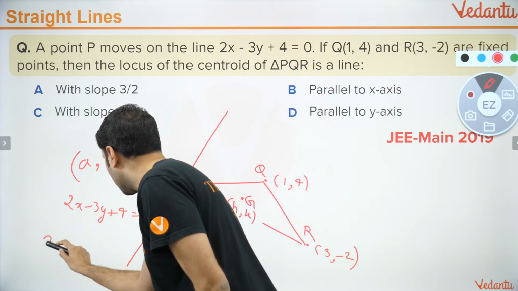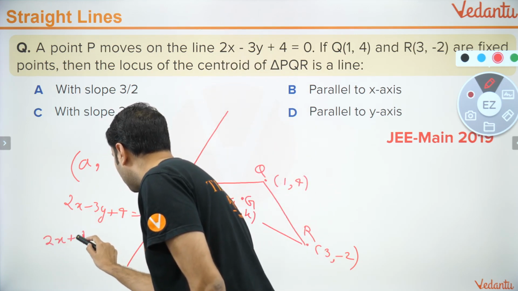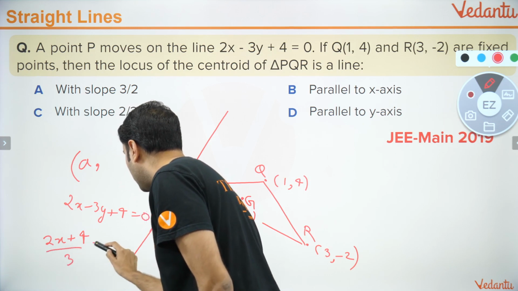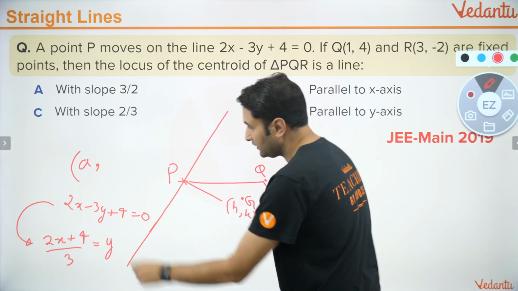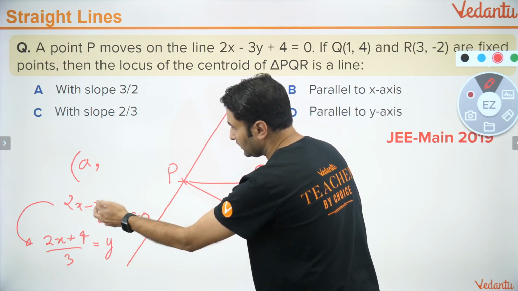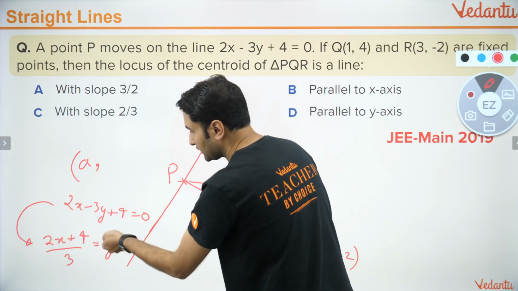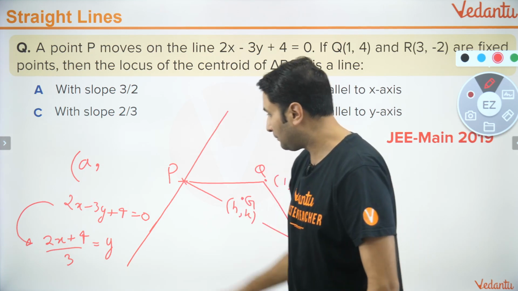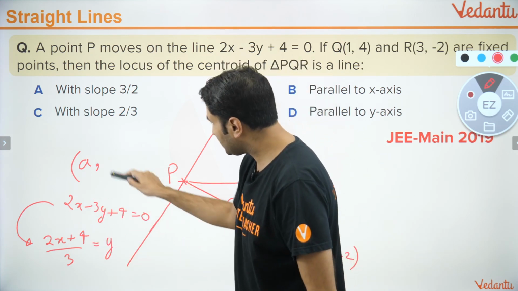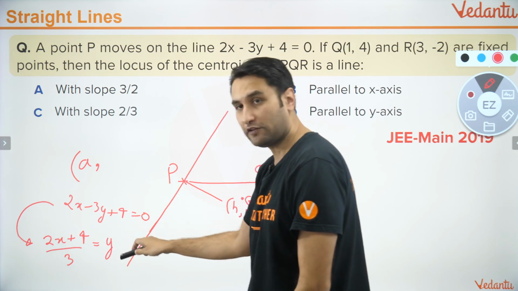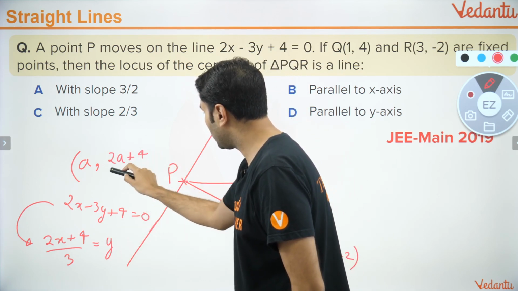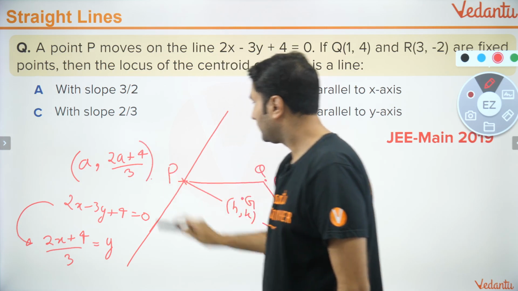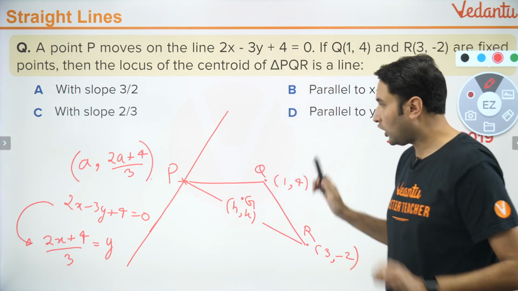What is y here? 2x plus 4 upon 3 is y. Can I write it like this? ये कितना हो जाएगा? 2x plus 4 is equal to 3y, so 2x plus 4 upon 3 is equal to y. So if x is a, बच्चों, what will be the y here? It will be 2a plus 4 upon 3. Agree? Yes or no?